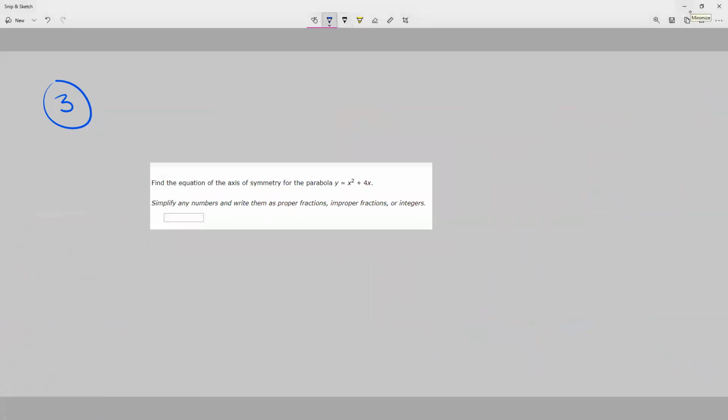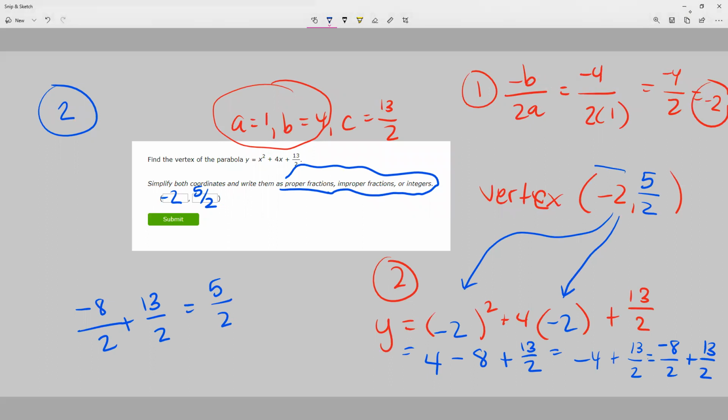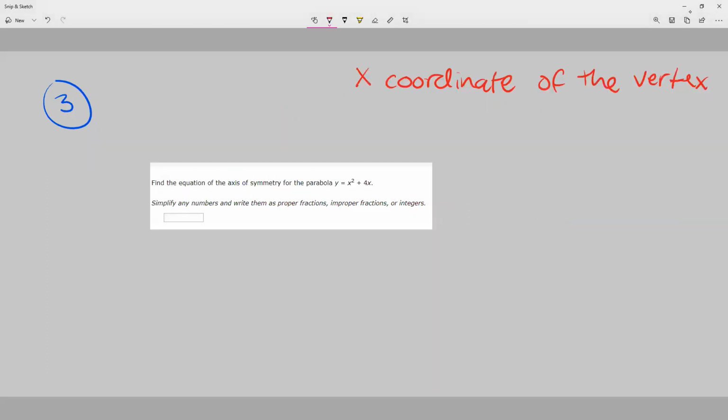All right, this time I only have to find the axis of symmetry, which means I need to find the x coordinate of the vertex. Now I can stop. So really, if I'm thinking about the example I just did, I'm just stopping after I find this first piece. So it's shorter, right? So I'm just going to do negative b over 2a.